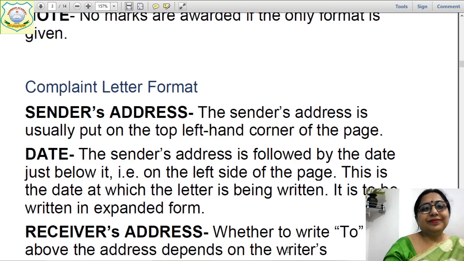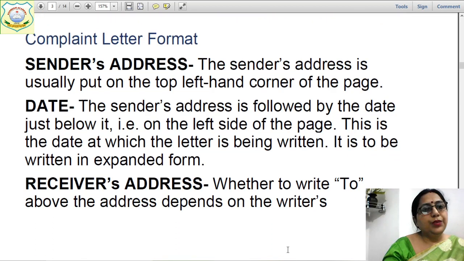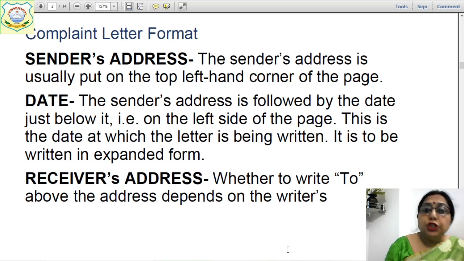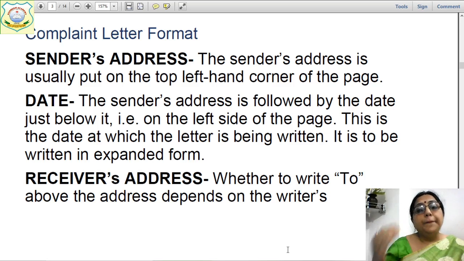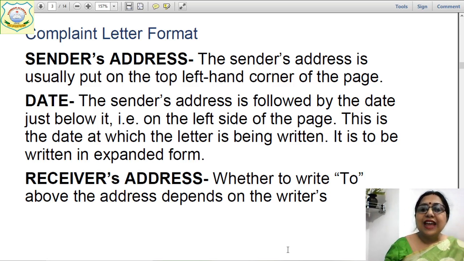Now, the complaint letter format, which I've already discussed, again I'm discussing with you all. The sender's address is usually put on the top left-hand corner of the page. I hope you all remember. Then leave a line, the date. The sender's address is followed by the date just below it, on the left side of the page.